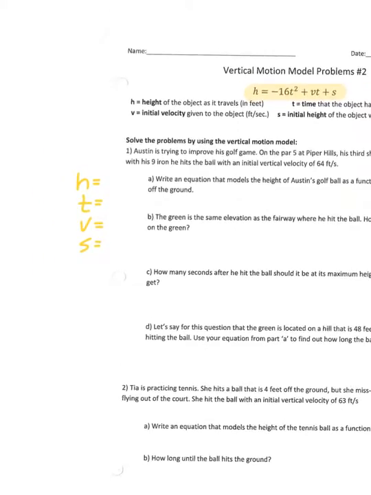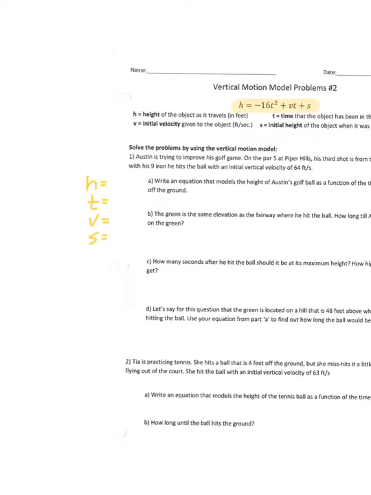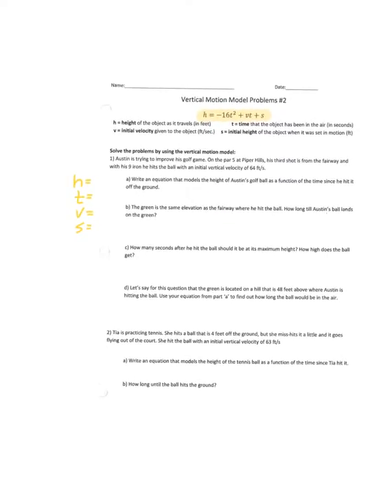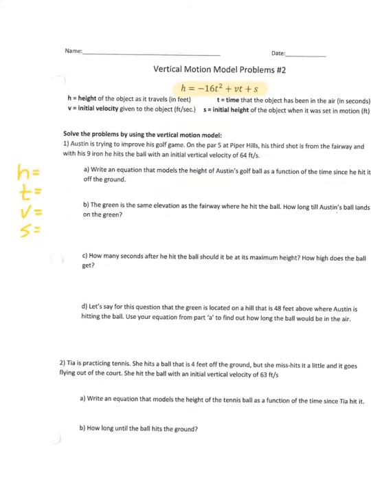I'm reading through the first one. Austin said he's trying to improve his golf game. He's on a par 5 at Piper Hills, and his third shot is from the fairway. He hits his 9-iron, and he hits the ball with an initial vertical velocity of 64 feet per second. So write an equation that models the height of Austin's golf ball as a function of the time since he hit it.